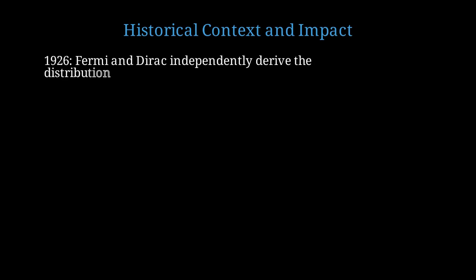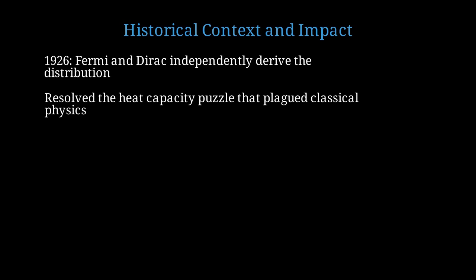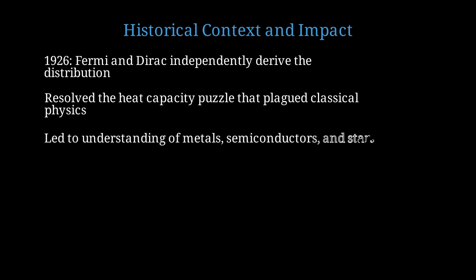The development of Fermi-Dirac statistics was a pivotal moment in the history of physics. In 1926, Enrico Fermi in Italy and Paul Dirac in England independently derived the distribution function. Neither knew of the other's work initially. This work immediately resolved the electron heat capacity puzzle that had plagued classical physics for decades. It showed that quantum mechanics was absolutely necessary for understanding condensed matter. The insights from Fermi-Dirac statistics led to our modern understanding of metals, semiconductors, and even the structure of stars. It's one of the cornerstones of modern physics.